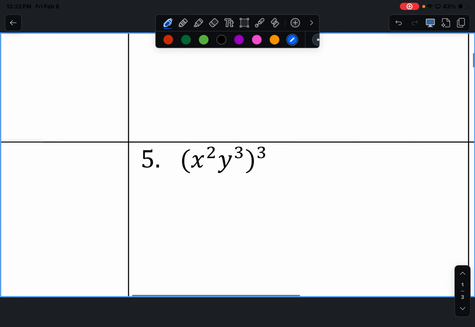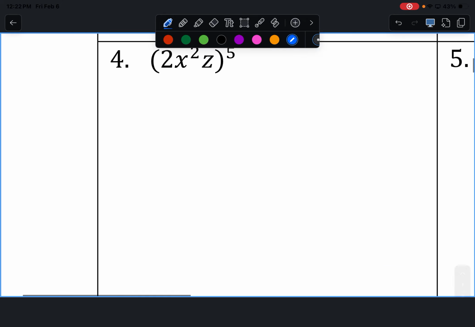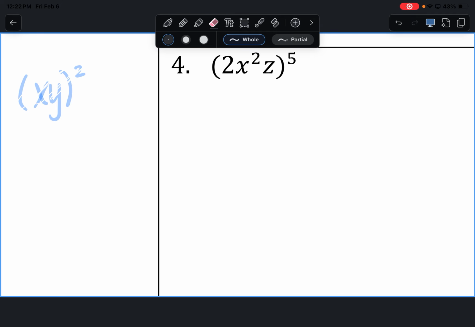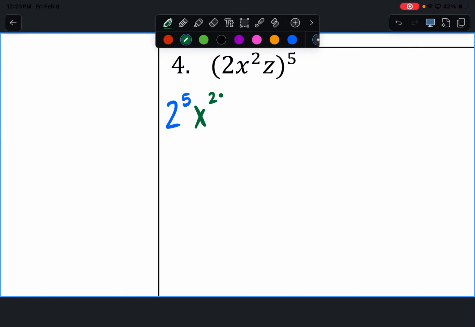That was the problem. Okay, so for this row, we are raising powers to powers. In addition to that, there are multiple things being raised to the power. So if I have x, y squared, what two things get squared? X and y. Both get squared, okay? So if we're doing something like this, all three terms in there have to get raised to the power of 5. But what do I do when I raise a power to a power? Multiply. So here we're going to have 2 to the 5th power, x squared to the 5th power, and z to the 5th power.